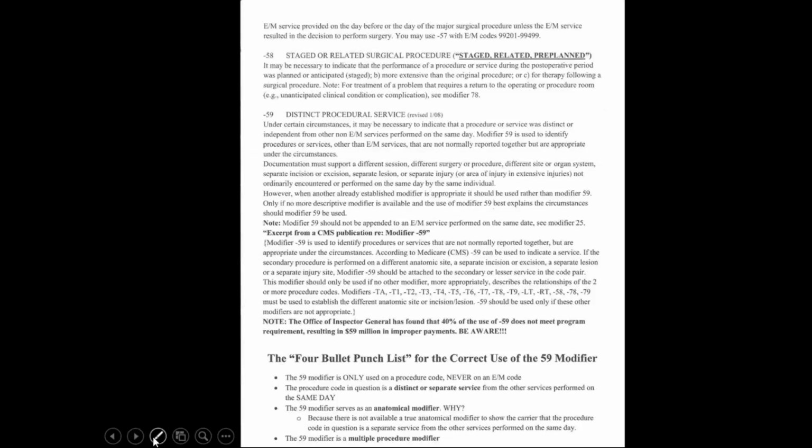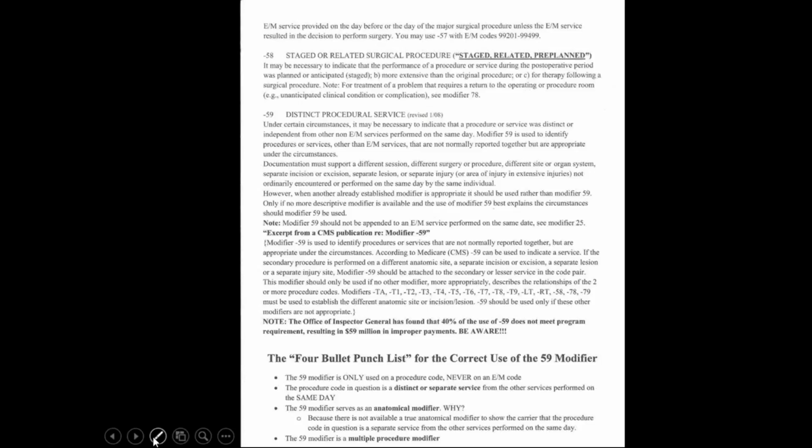Modifier 57 is used to identify an E&M service provided on the day before or day of surgery, in which the initial decision is made to perform major surgery, 90-day post-op global period surgery. The global surgery policy includes the E&M service provided on the day before or day of the major surgical procedure unless the E&M service resulted in the decision to perform surgery.